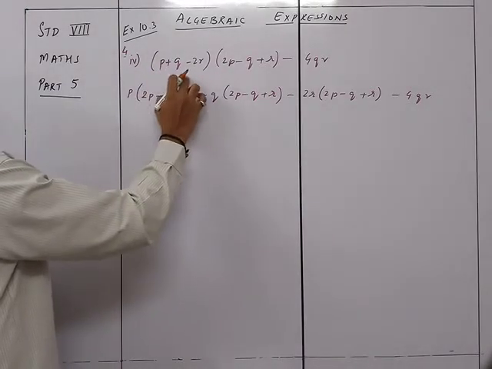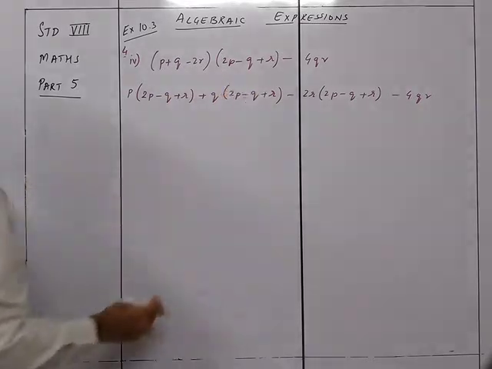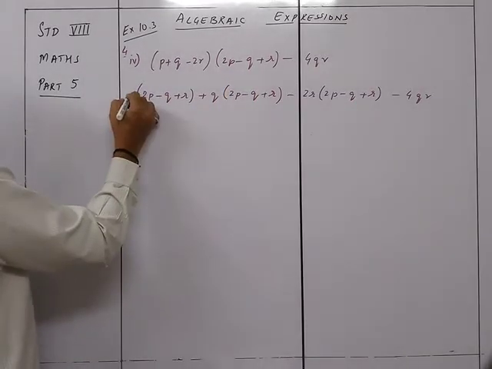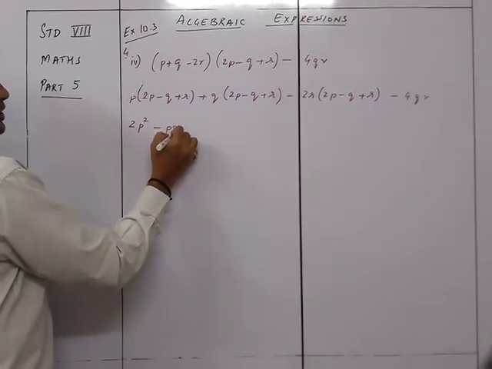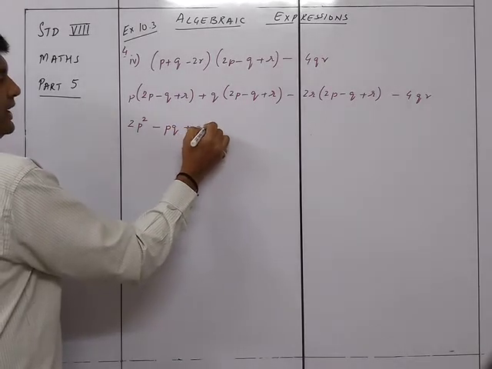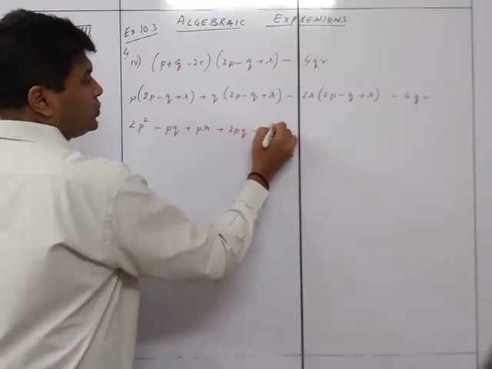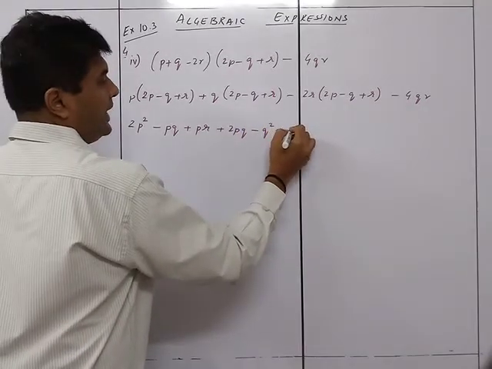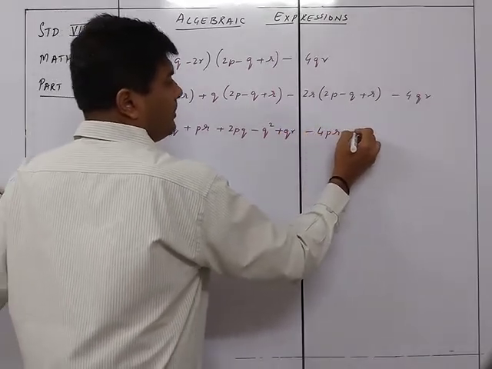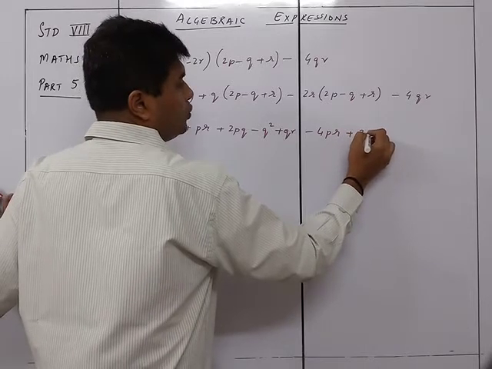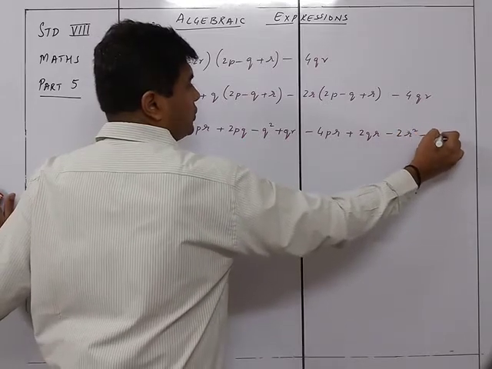Okay, splitting this: P into this, Q into this, and minus 2R into this. You multiply this, so you get 2P square minus PQ plus PR plus 2PQ minus Q square plus QR minus 4PR plus 2QR minus 2R square minus 4QR.